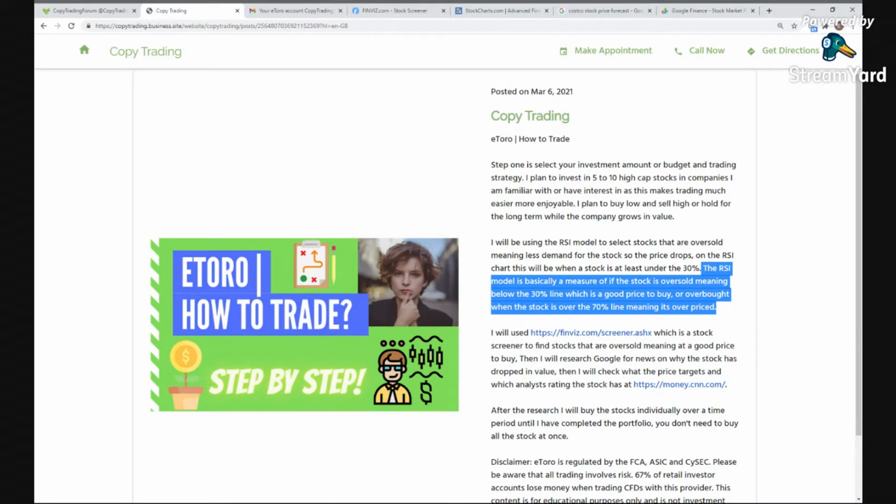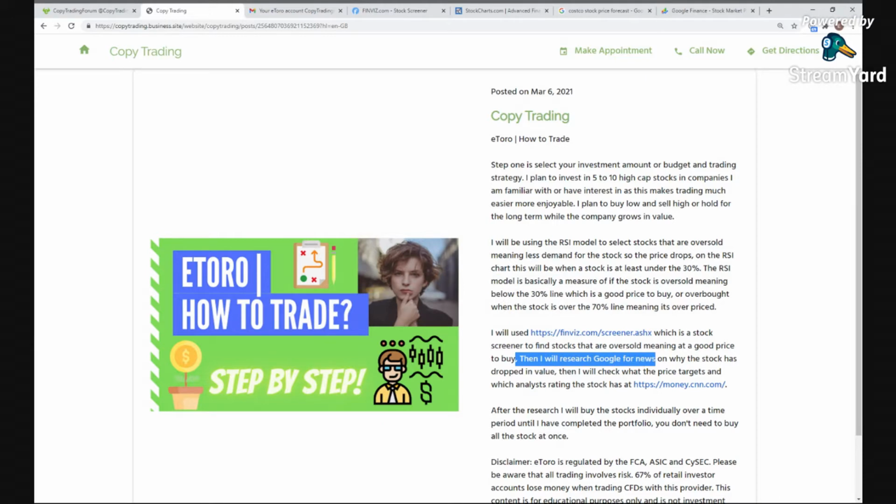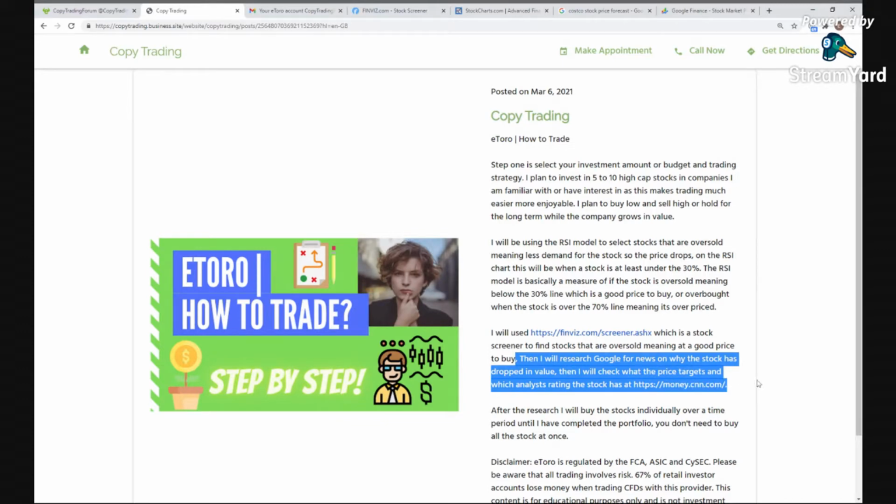So I'm going to buy low and sell high. Then I will research Google for the news on how the stocks have dropped in value, why the stocks have dropped in value, why it is a good price, and then I will check what the price targets are and what the analyst ratings for the stocks are at money.cnn.com. So I go through all of this and then we do the process live ourselves and go find my first stock for this profile.